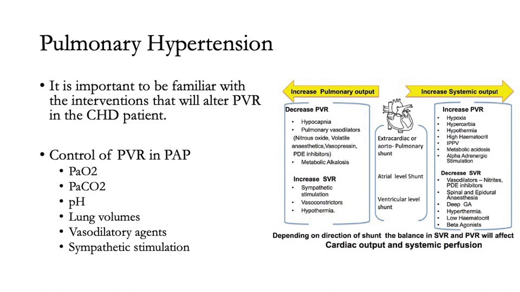A combination of high inspired oxygen, arterial oxygenation higher than 60 mmHg, carbon dioxide levels of 30 to 35 mmHg, a pH of 7.50 to 7.60, and low inspiratory pressures without high levels of PEEP will produce reliable reductions in PVR. Blunting of sympathetic outflow during a stress response also attenuates increases in PVR. Pulmonary vascular resistance is lowest at lung volumes at functional residual capacity.